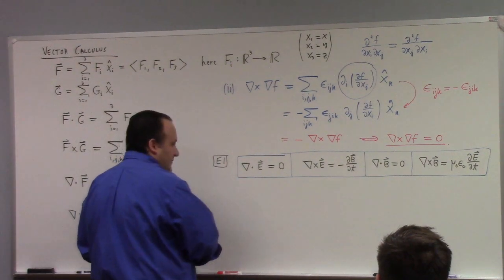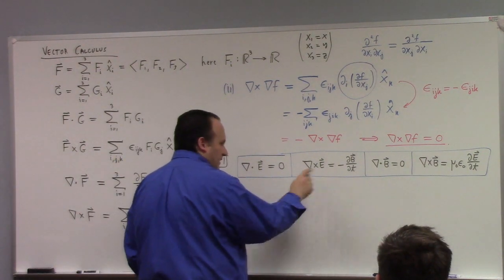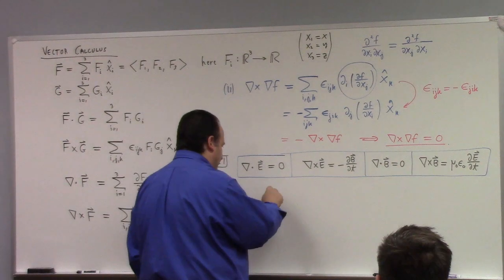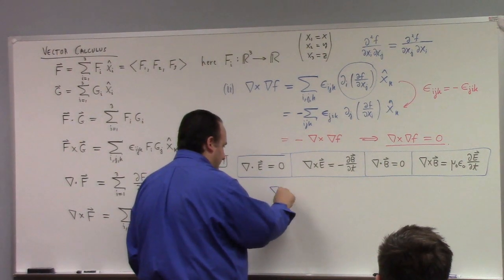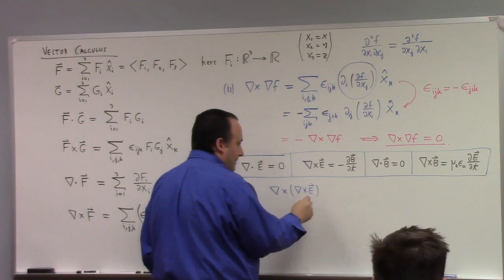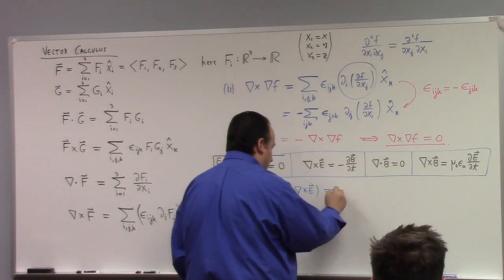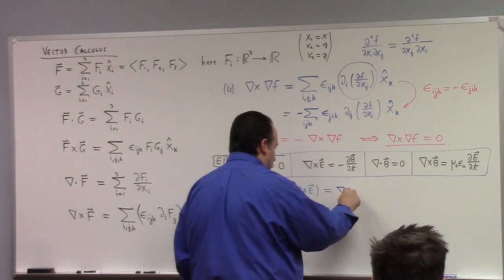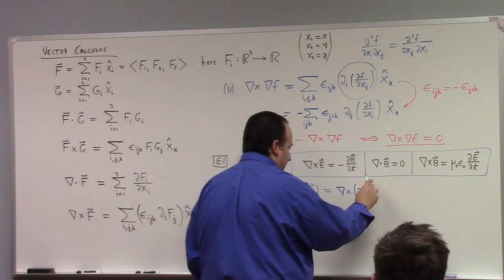So you guys try it out. What happens when we take the curl? Well, should I use the electric field or the magnetic field? I guess I said electric field, so I'll stick with it. What's the curl of the electric field? What's that equal to? Well, apparently, it's equal to the curl of minus partial B partial t, right?